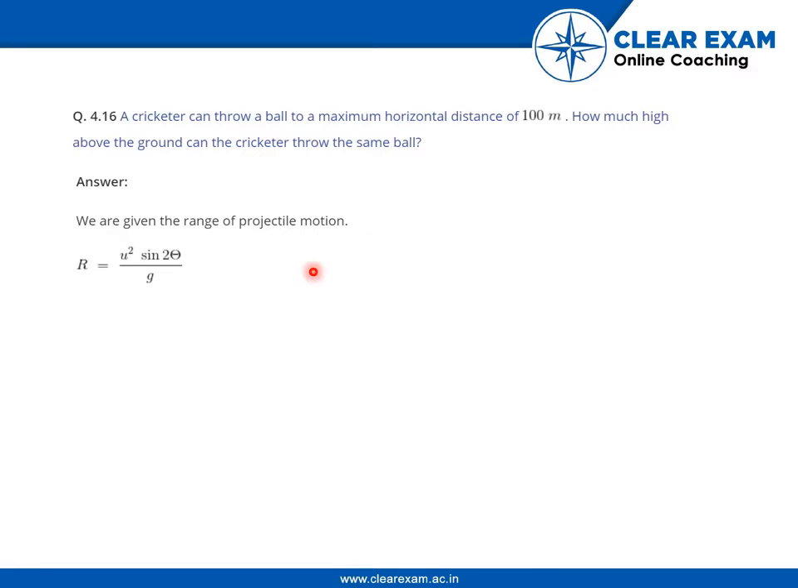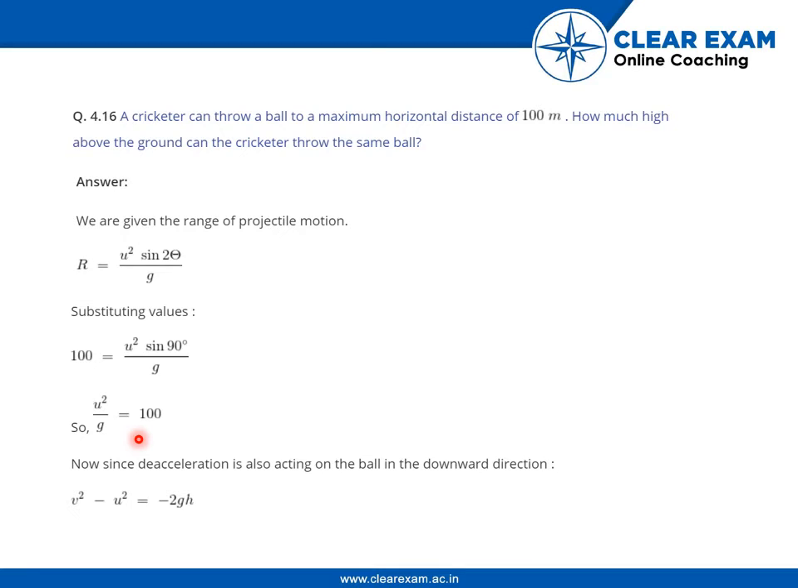We are given the value of R, which is 100 meters, and as it is the maximum horizontal distance, we know in case of maximum horizontal distance theta is 45 degrees. So putting those values, we get the value of U square by G.